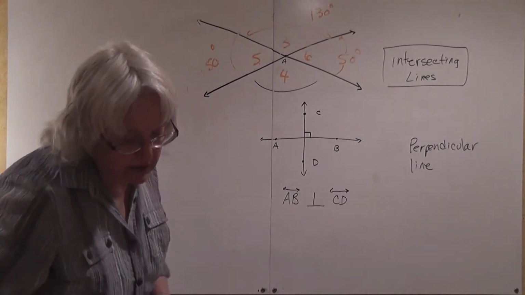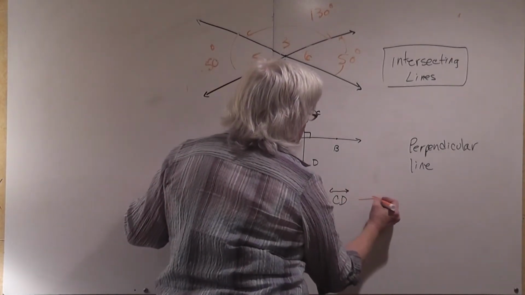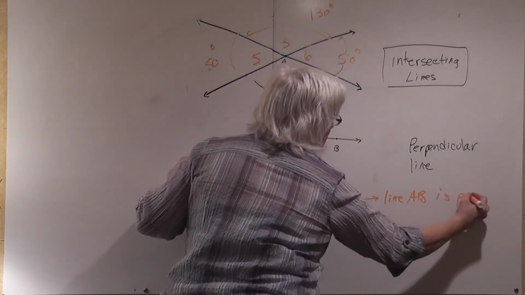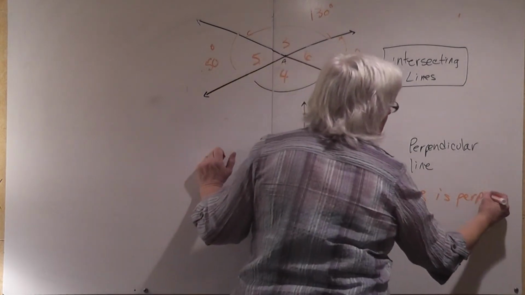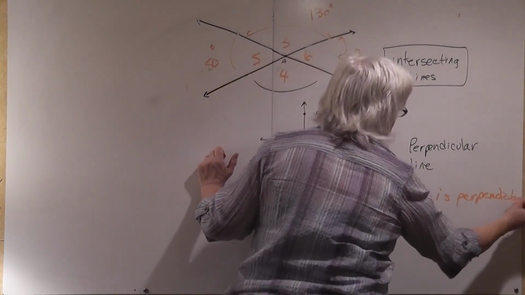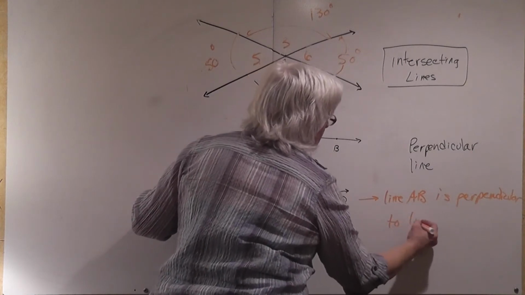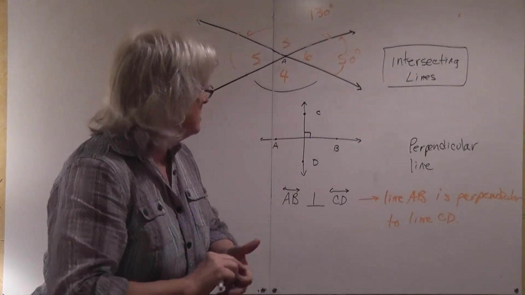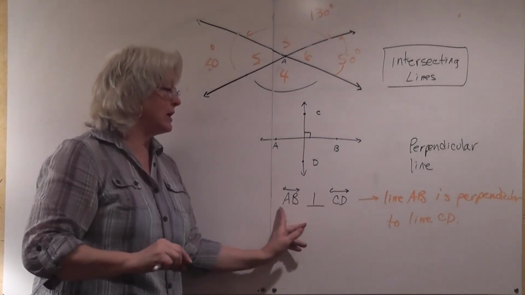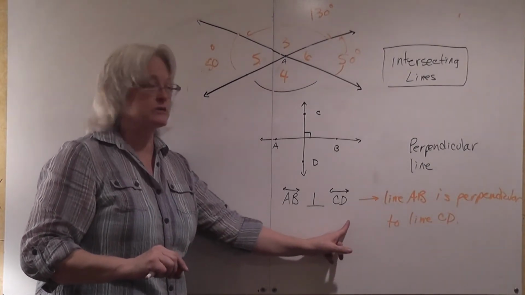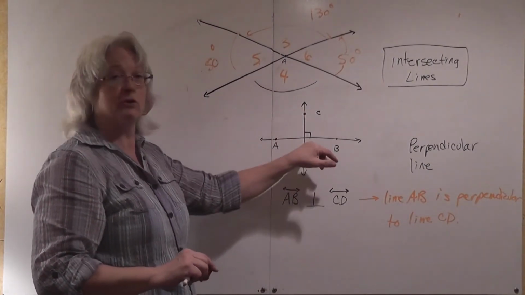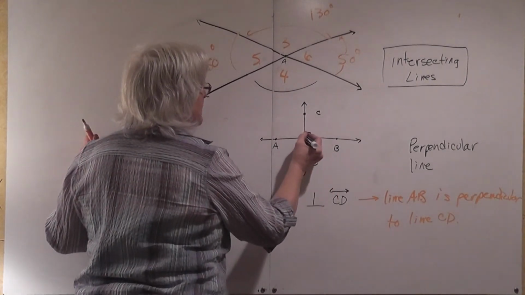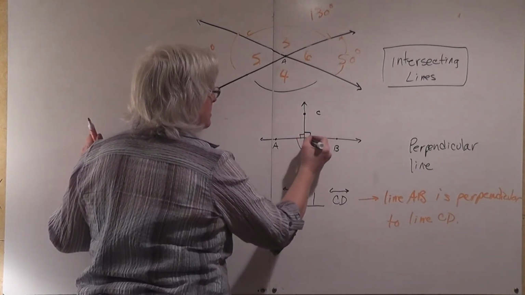Let me write this out to you. Line AB is perpendicular to line CD. If I were just speaking this notation right here, line AB is perpendicular to line CD. And if you have a 90-degree angle in one of those corners, every other one of those angles has to be a 90-degree angle as well.